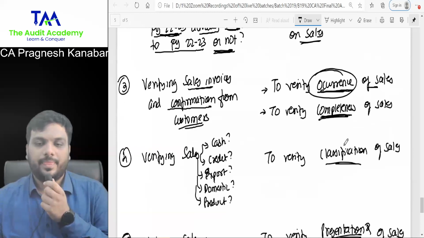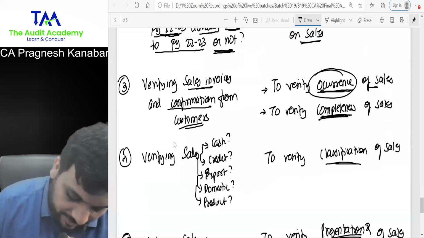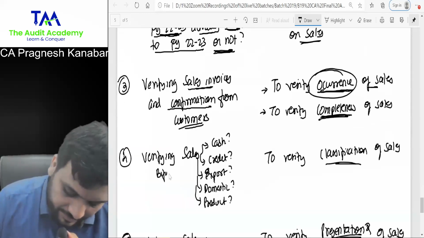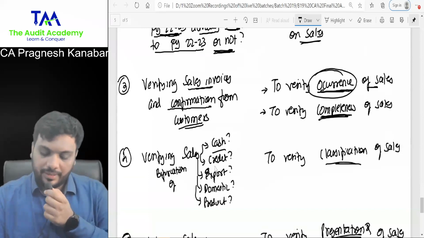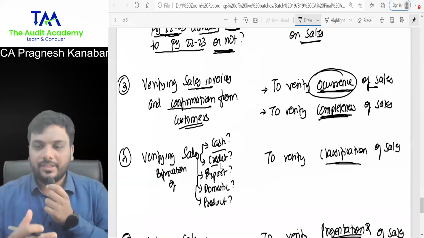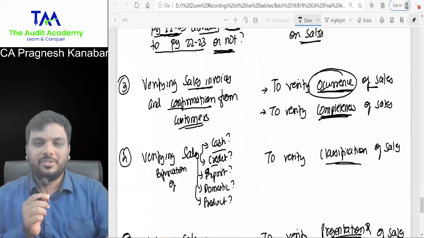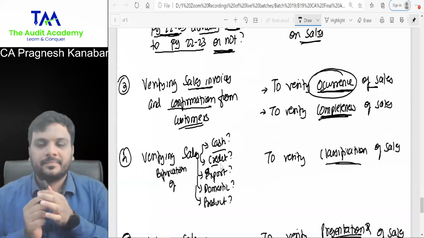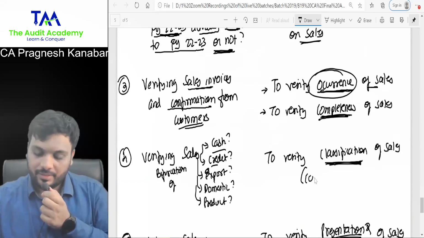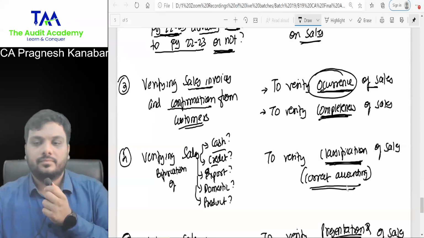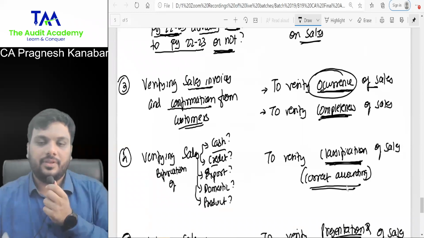Okay. Then you can just write verifying the bifurcation of sales. If you want, you can write this cash, credit, export, domestic, but that is too much to write. So you can just use the word bifurcation. This is to verify classification of sales. What do you understand by the word classification? Whether it has gone into correct account or not. Classification of sales.